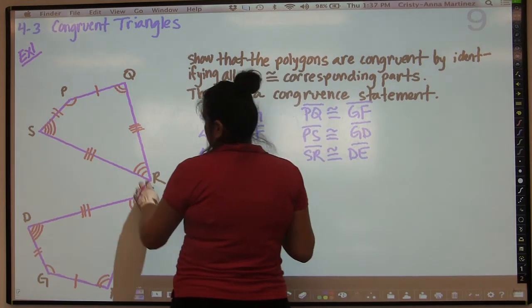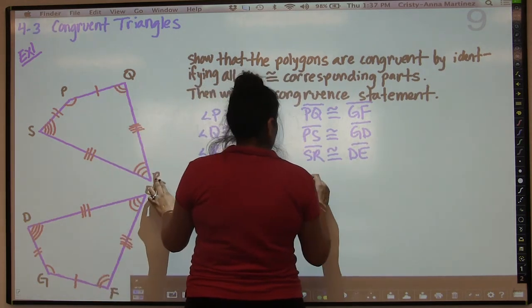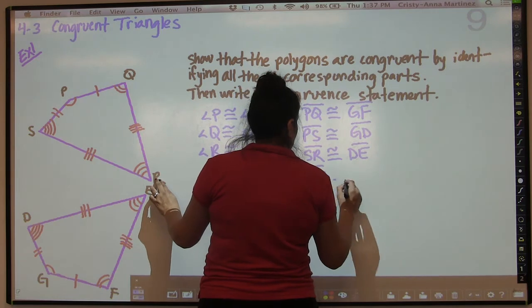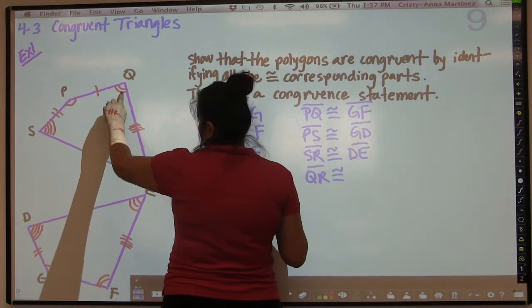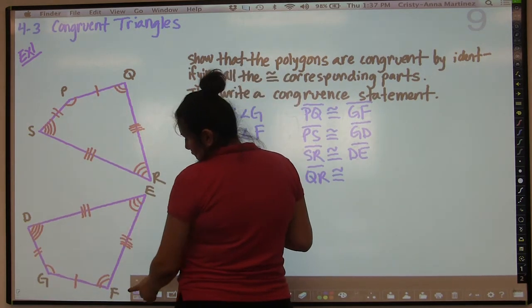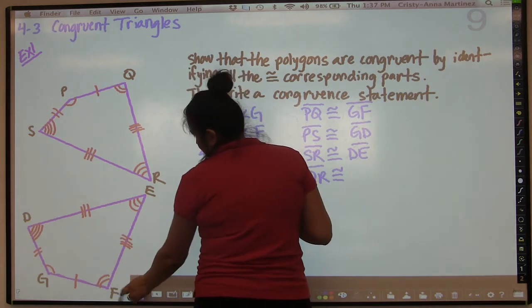And then our last one is the four tick marks, which is QR. And since QR is 2 to 3, over here I'm going to go from 2 to 3, so it's going to be FE.